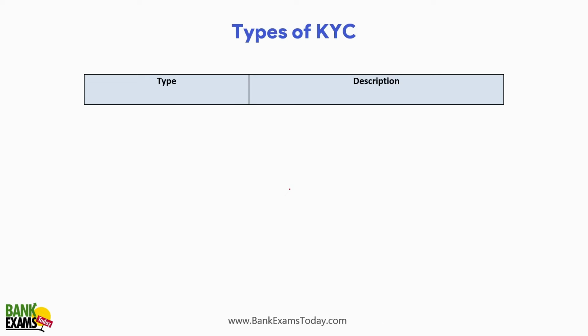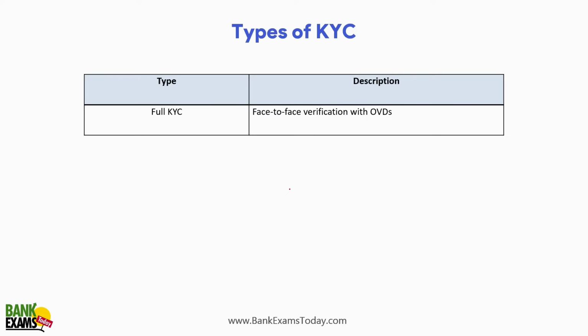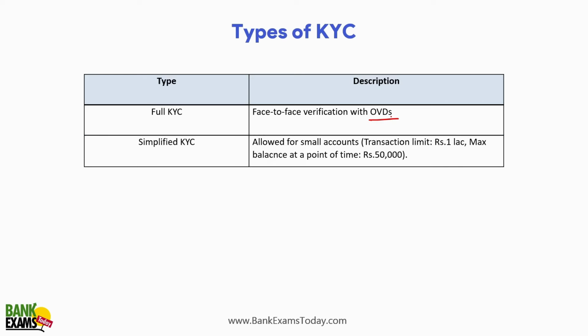So types of KYC, very important point. First one is full KYC. It's a face-to-face verification with the OVDs, जो अभी documents discuss करे हैं. It's a face-to-face verification with biometrics. Simplified KYC is allowed for small accounts. What are BSBD, small accounts or BSBD accounts, in which the transaction limit is 1 lakh rupees in 1 year, and maximum balance is 50,000 rupees in a year. Okay.